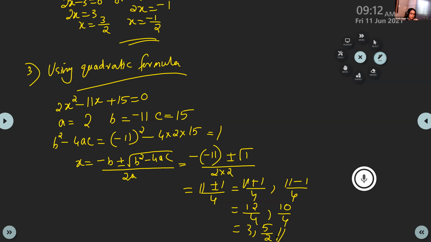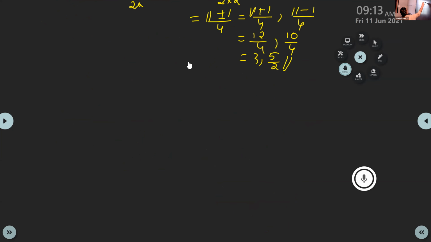Commonly, questions using the quadratic formula come in irreducible form, like 1 by x minus 2 plus 1 by x minus 3. Solve. First of all, you have to reduce it into quadratic form, then solve using the quadratic formula. Those types of 3-mark questions will be there. Next, one more question using the quadratic formula.